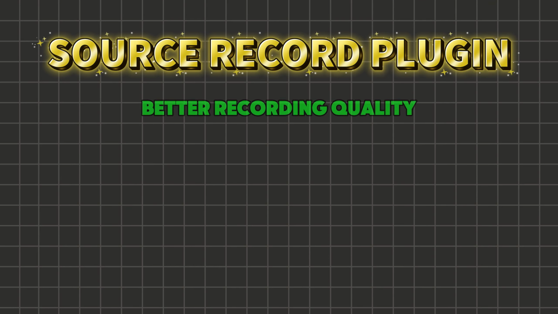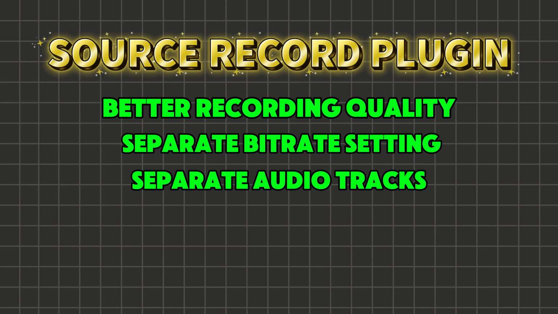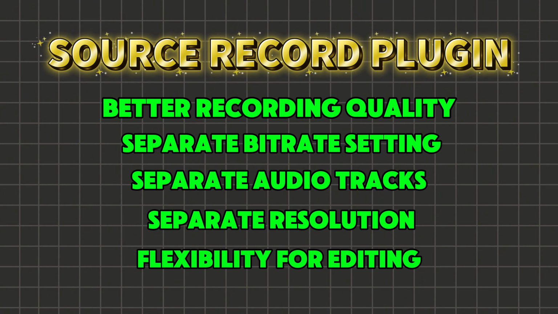So overall, I think source record is one of the best ways to record webcam and gameplay separately in OBS. It gives you much better recording quality, independent bitrate settings, separate audio tracks, separate resolutions, and it gives you much more flexibility when it comes to editing your footage. Just remember that recording multiple high quality sources requires more hardware resources. So make sure that your PC can handle the load.